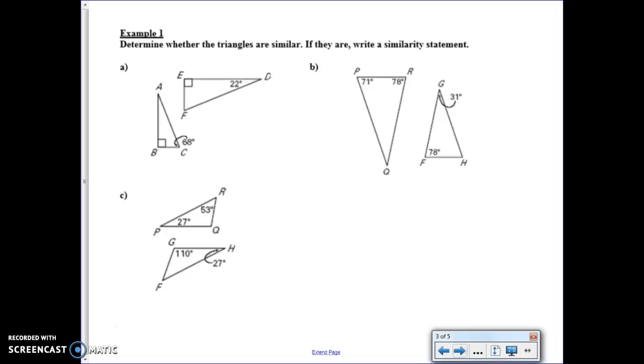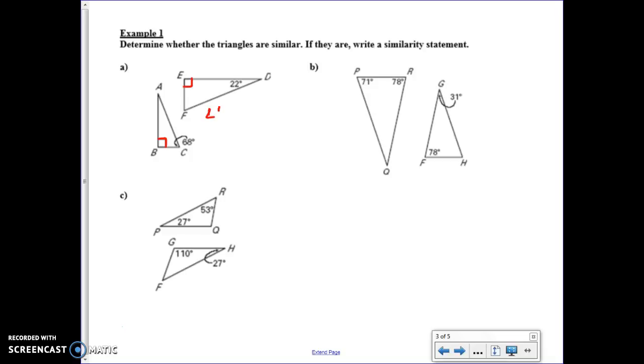So this says determine whether the triangles are similar. If they are, write a similarity statement. So thinking back to our last lesson and what a similarity statement is, we're going to have to use that here. So we just need to get to two angles matching. So in the first one, I see these right angles. So we're off to a good start.